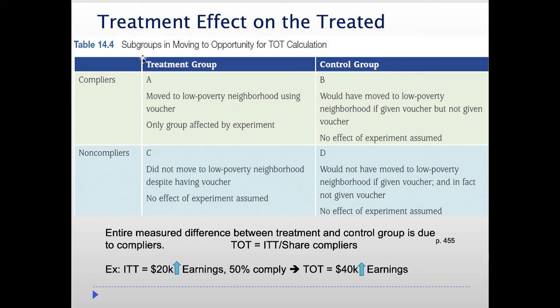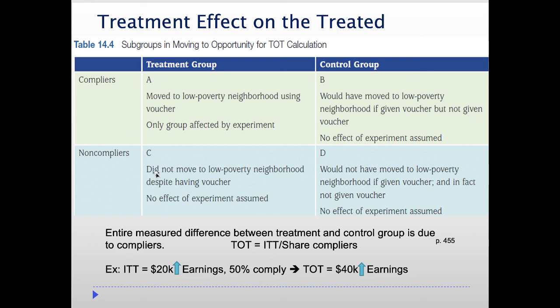Why is that? Well, that's because we know that the whole effect that we can estimate, the whole effect of the treatment group relative to the control group, that whole effect is due to the combination of the compliers and the non-compliers. But since we assumed there was no effect on the non-compliers, we know that the effect of the entire group is due to just the subset who are compliers.